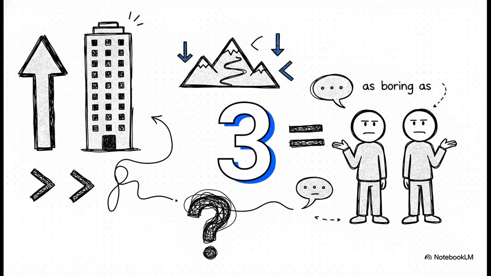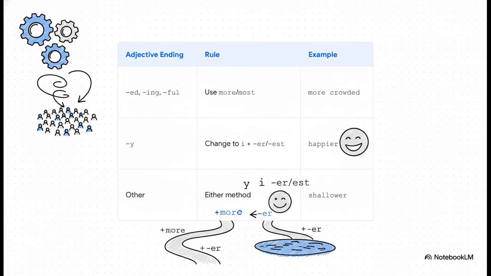Let's clear them up. The most confusing adjectives are often the ones with two syllables, because the rules aren't always consistent. But here's a really simple guide. If the adjective has a common ending, like -ed or -ing or -ful, you're going to use more or most. Think more crowded. If it ends in y, you change it to an i and add -er or -est, like in happier. For a lot of others, like shallow, you actually have a choice. Both shallower and more shallow are correct.